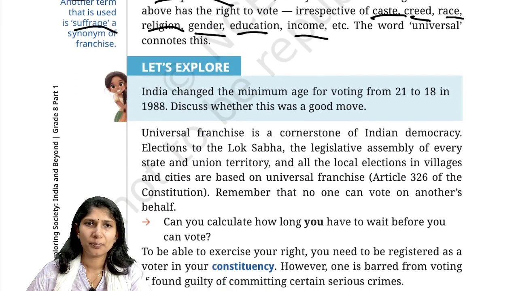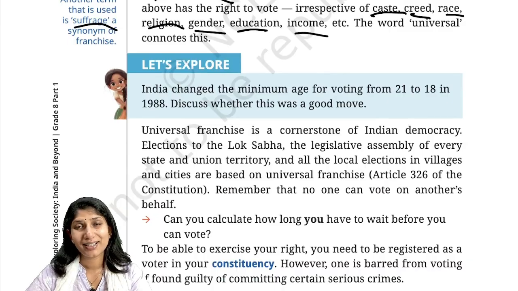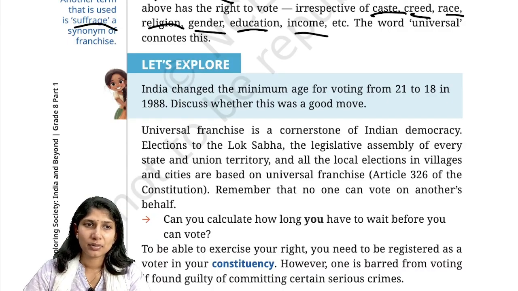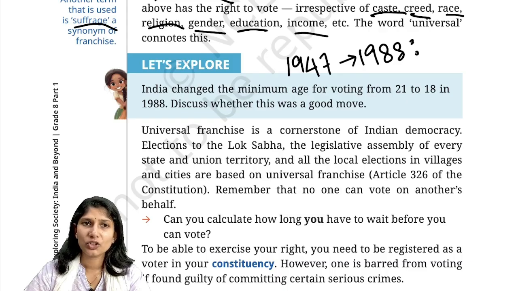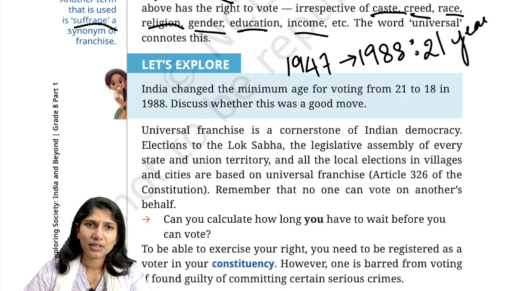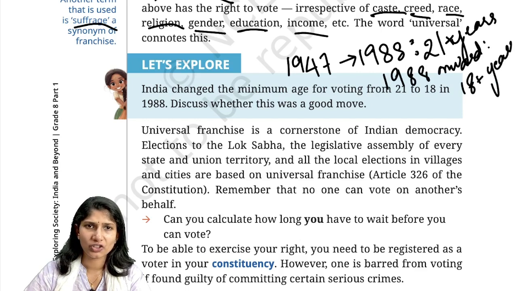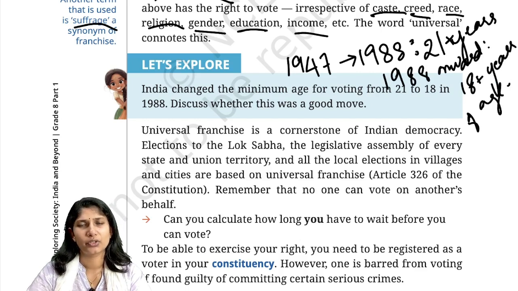So was the adult category always 18 plus years? No, earlier from 1947 to 1988, to vote in elections, your eligible age was 21 plus years. But from 1988 onwards, it was reduced to 18 plus years of age. Now there was a lot of debate around this. Should they have done this? Should they have reduced the age? And what was the need to reduce the age from 21 to 18?